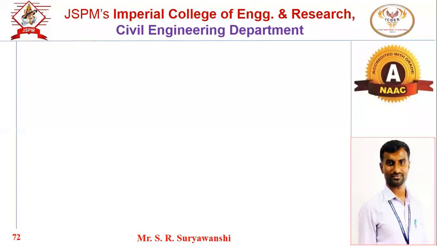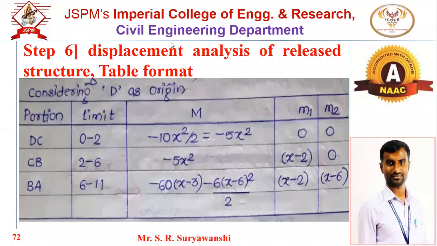This is the value of M, like this. See, minus 60 x plus 3 and minus 6 divided by 2. If you perform that, minus 3 x minus 6 bracket square.